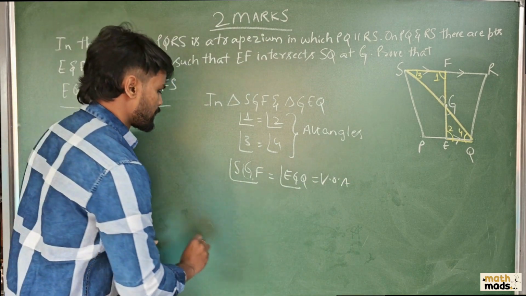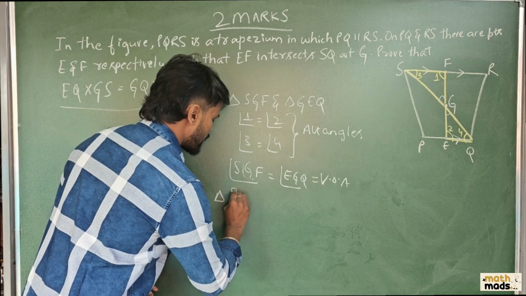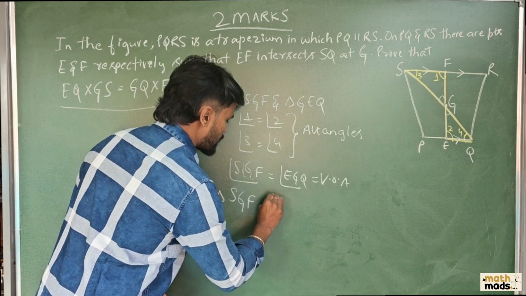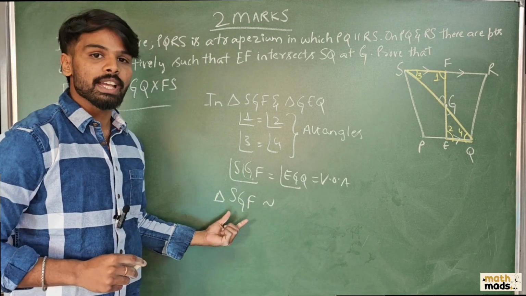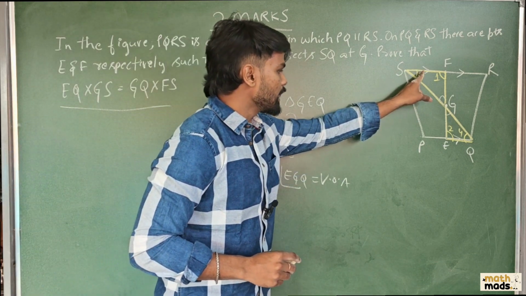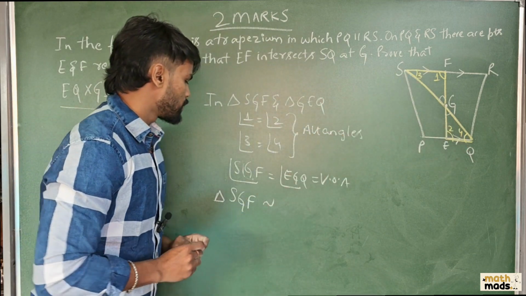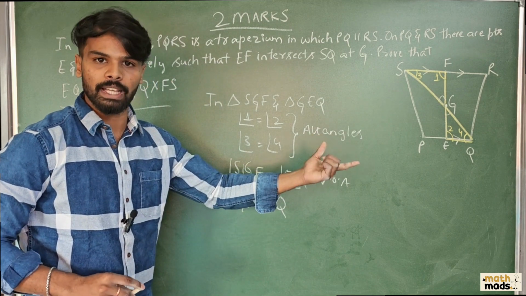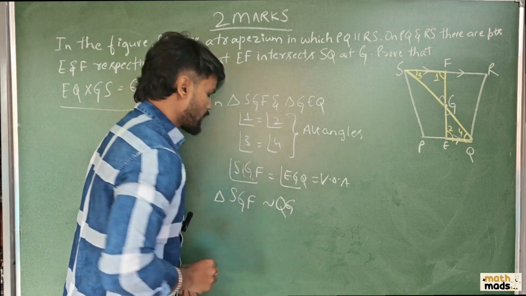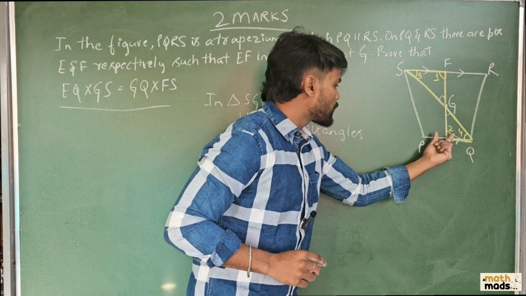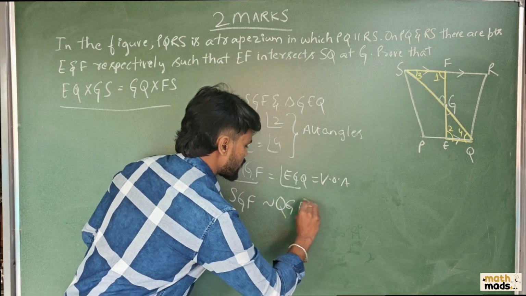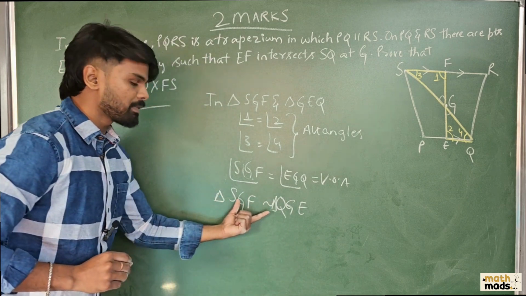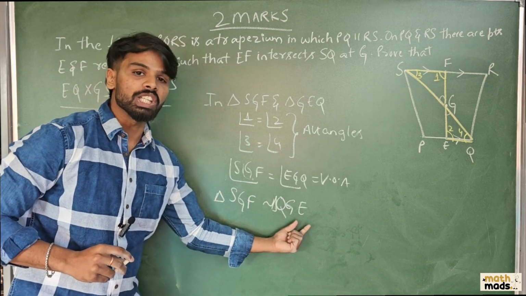Now therefore triangle, which is the way you should write, SGF is similar to, S is equal to which angle? S is 3 and it is equal to Q. So I'll write Q here. G is equal to G because it is vertically opposite. So I'll just write G here. F is equal to which angle? F is equal to E. So triangle SGF is similar to triangle QGE.